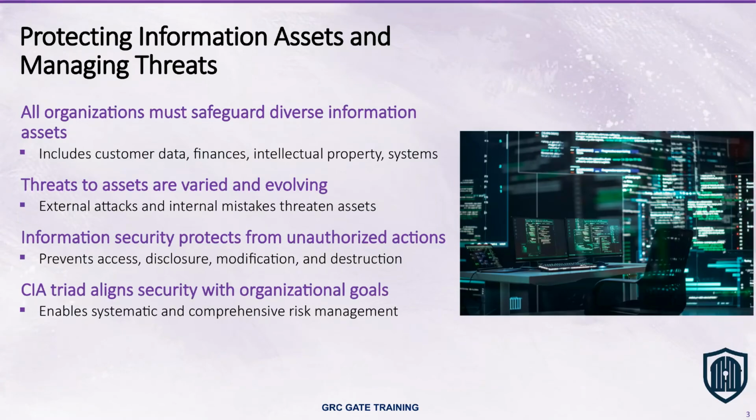Organizations of all sizes and across every industry face the ongoing challenge of safeguarding their information assets. These assets include customer data, financial records, intellectual property, and mission-critical systems. Threats to these assets are diverse and constantly evolving, ranging from sophisticated cyber attacks orchestrated by external adversaries to inadvertent mistakes made by well-intentioned employees. At the core of information security is the need to protect these assets from unauthorized access, disclosure, modification, or destruction. The CIA Triad provides a clear and structured framework for aligning security measures with organizational goals and for addressing these risks in a systematic and comprehensive way.